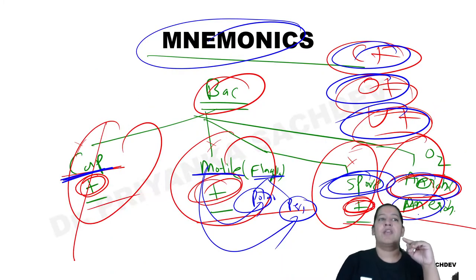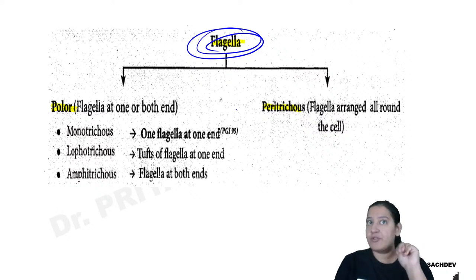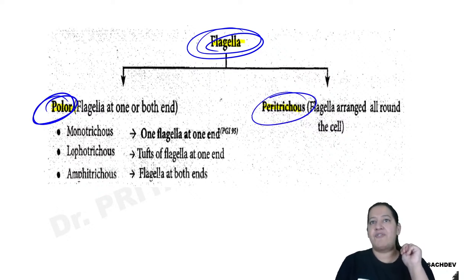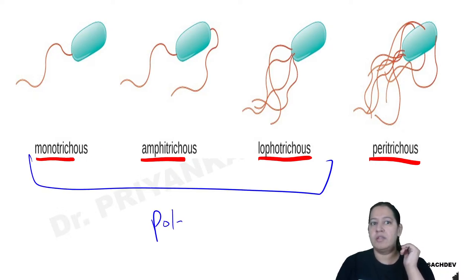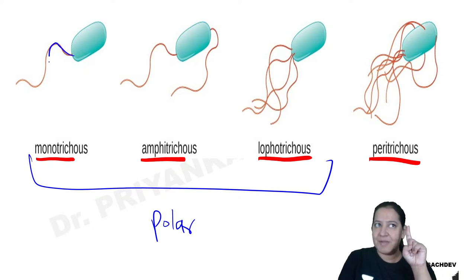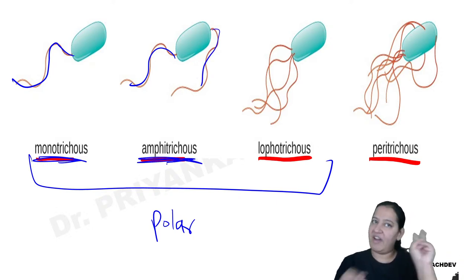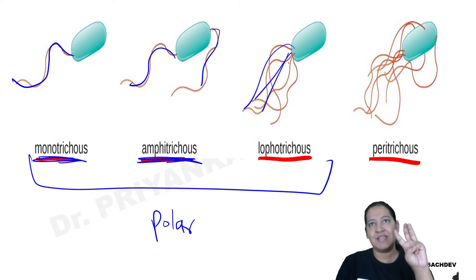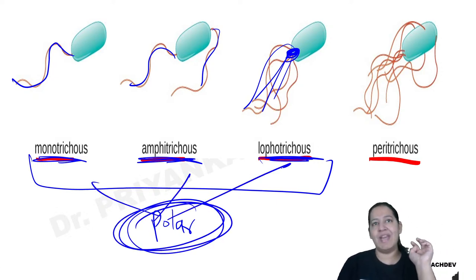Coming on to motility now. Capsule is done, move to another topic, motility. For motility we require a flagella. Flagella are of two types, polar flagella and peritrichous flagella. Polar flagella are present at the pole. If one flagellum is present at one pole, it is known as monotrichous. If one flagellum at both poles, one at the north pole and one at the south pole, it is known as amphitrichous. And if multiple flagella are present at one pole, it is known as lophotrichous. But it is at the pole only, so it is polar. Polar are of three types, so you should be able to identify them in a diagram for your IBQs.